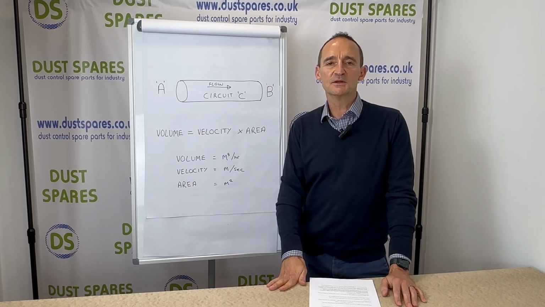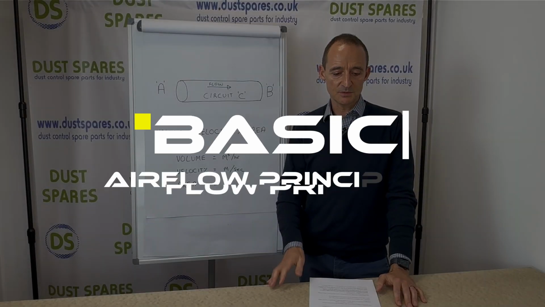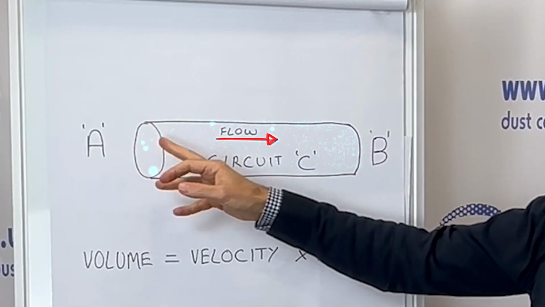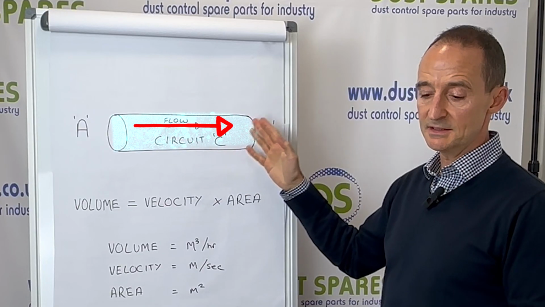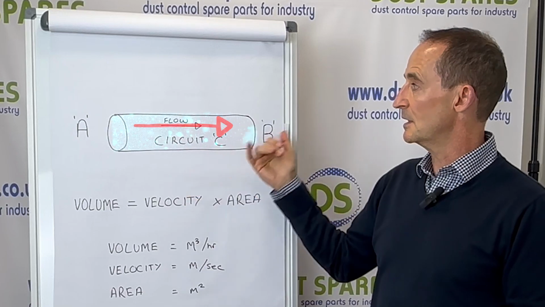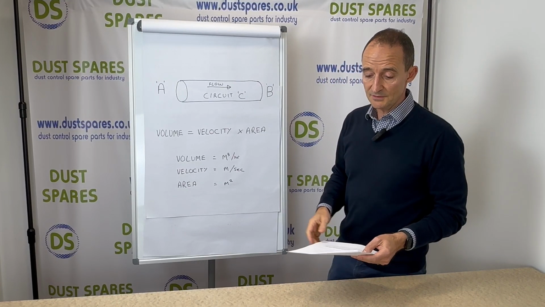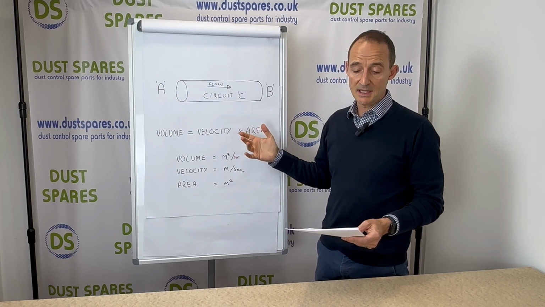Okay, so today we're going to be looking at the basic airflow principles. So for air to flow through a circuit from A to B, the pressure at A must be greater than B, or the suction at B must be greater than A. Air will flow through the circuit at a rate governed by the difference in pressure between A and B.